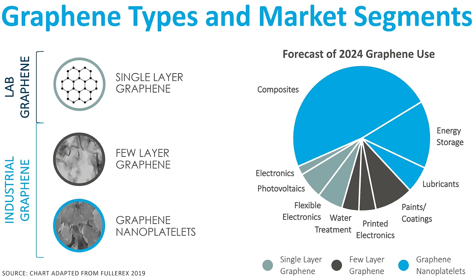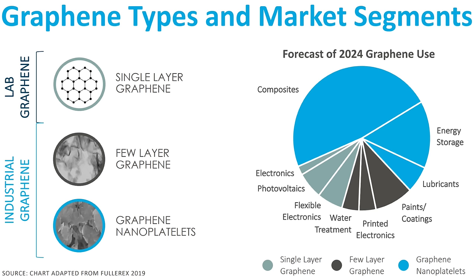The remaining 70% will be used for industrial products such as lubricants, composites, and energy storage. The chart doesn't specify, but my assumption would be that this pie chart is in terms of revenue. I expect that thousands of tons of lower margin flake will cover commercial and industrial uses, whereas the premium single-layer flakes or films will go into higher-end products with larger margins.